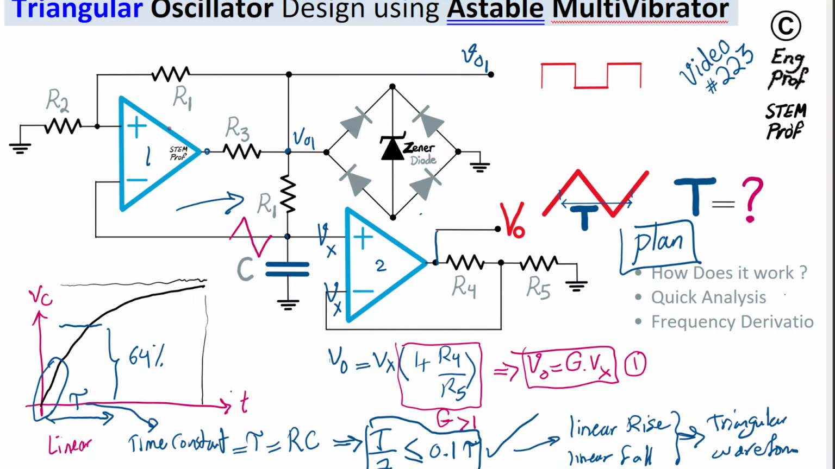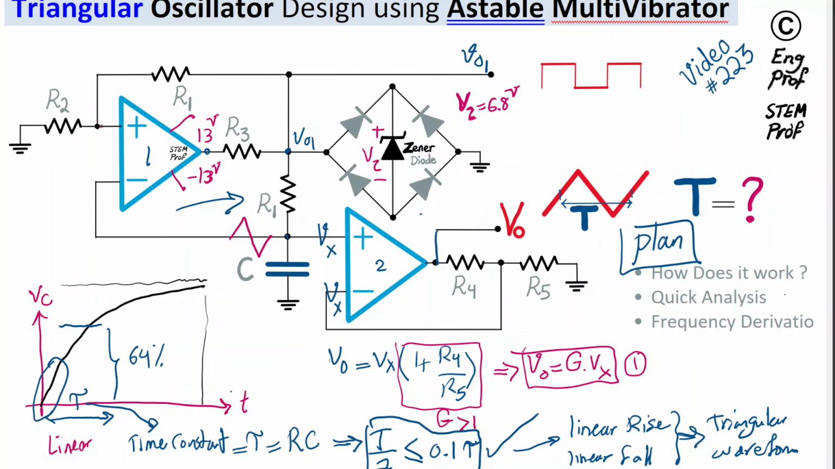So let's make the assumption that with the dual supply connected, the output of the op-amp can go up to 13 volt and down to negative 13 volt. That's one assumption I'm going to make. For the Zener diode, let's assume that when it turns on in reverse bias mode, the V Zener in this design is equal to 6.8 volt. So I'm using a standard 6.8 volt Zener diode.